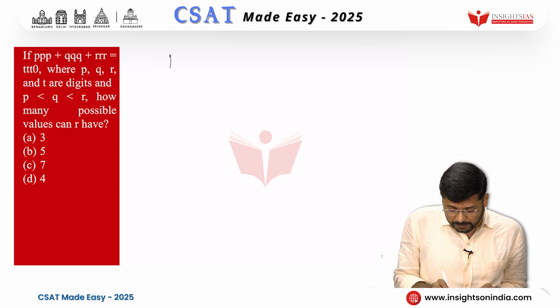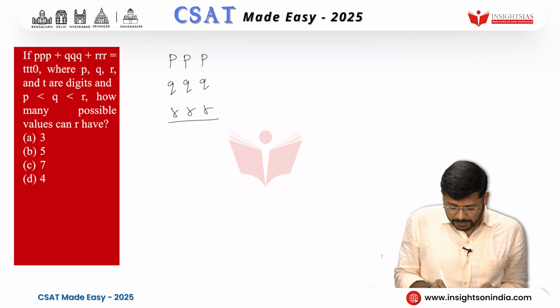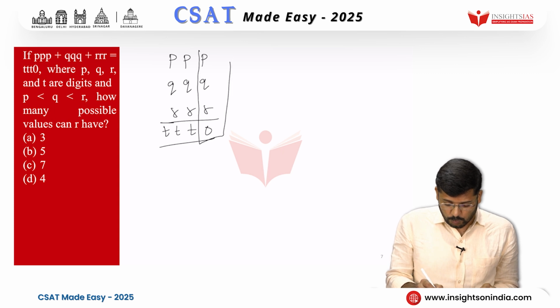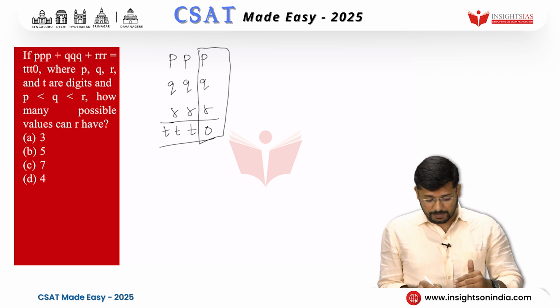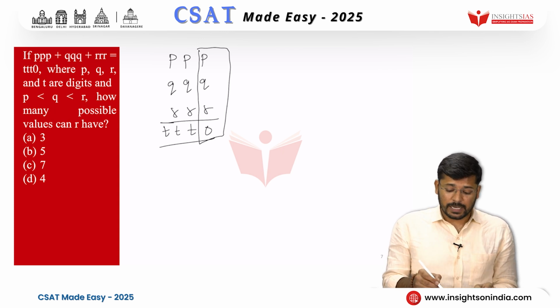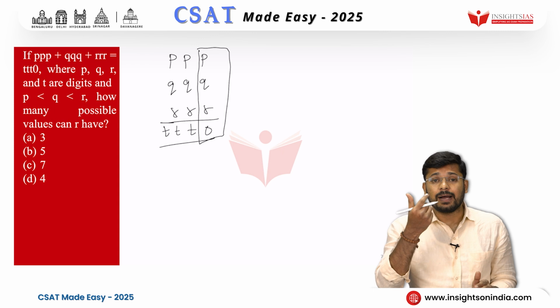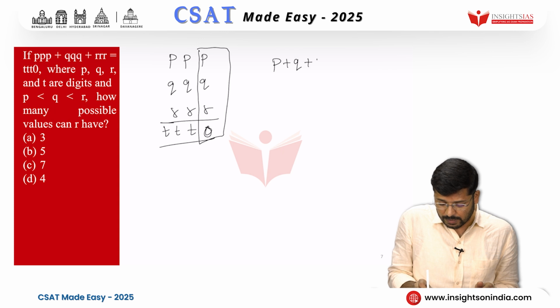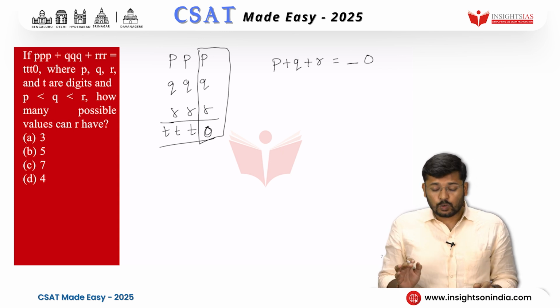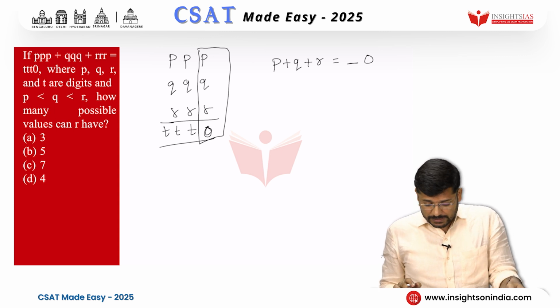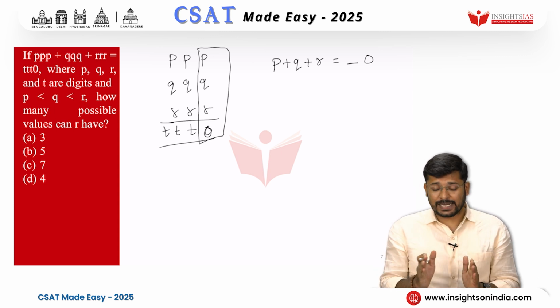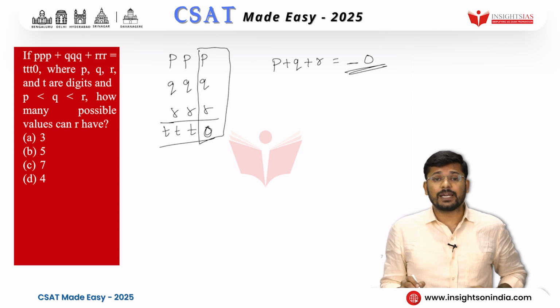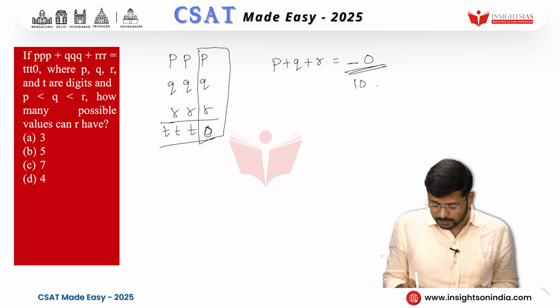Now they are telling us that by adding PPP and QQQ and RRR, you get TTT0, correct? So look at the unit digits only. It means that P plus Q plus R has to make up a 2-digit number which has 0 at the end. So how many such possibles are there? We have already established that when 3 single digits are added and you need to get a 2-digit number with last digit being 0, the only possible values are 10 and 20.